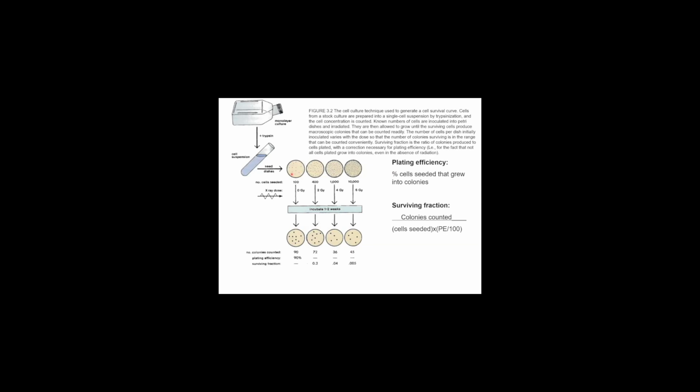Now we're going to do the experimental part of it. We are going to give different doses of radiation, and we are going to ask how many of those grow into colonies. But the trick here is that as we increase in dose, we know that we're killing more and more cells. So therefore, we have to actually plant more cells for higher doses. So at 2 gray, we're going to plant 400 cells. And in this example, we get 72 colonies out.